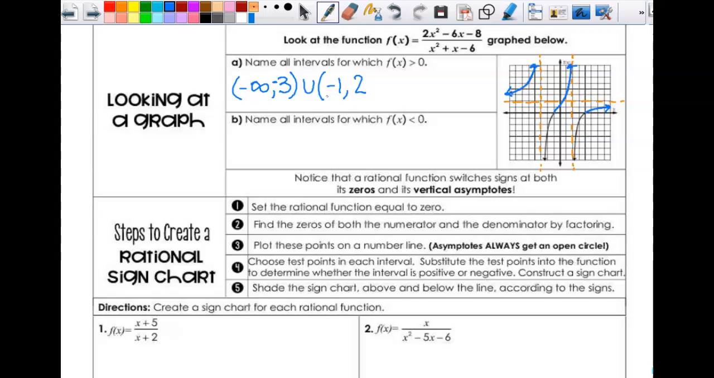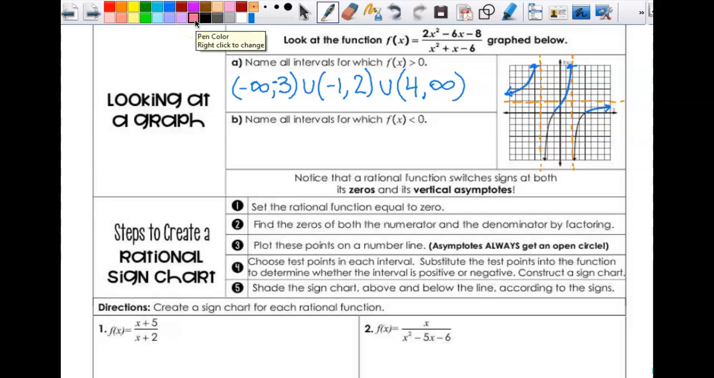Do I include 2? No, because there's no value there at all, right? Then I start back over again at 4 and go to infinity. I know I never include my infinities, but I'm not including 4 either because that's when it's 0. Okay? If that said greater than or equal to 0, then I would, but that's not what it says.